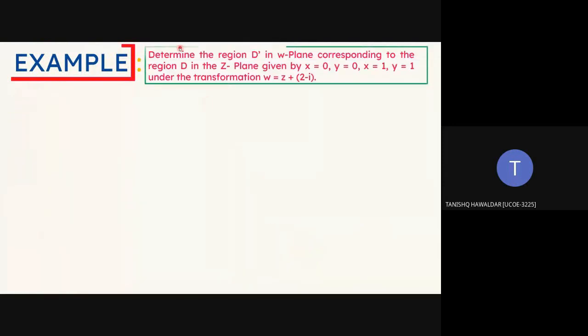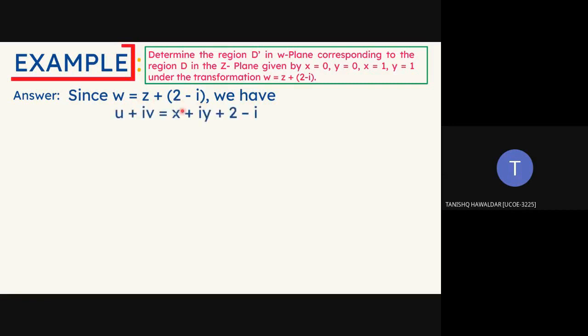So here we have a question: determine the region D' in W plane corresponding to region D in the Z plane given by x equals 0 and y equals 0, x equals 1, y equals 1 under the transformation W equals Z plus 2 minus i. So here we are given W equals Z plus 2 minus i. Therefore, W can be written as U plus iV. As earlier we saw, W equals function of Z equals U plus iV, where Z is x plus iy.